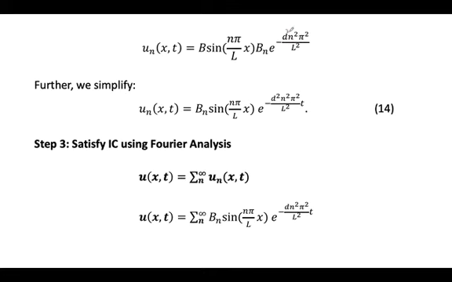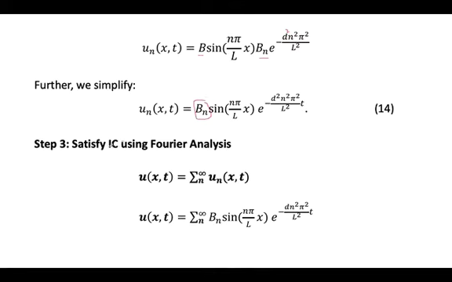All right, so further we simplify, because this is also a constant and this is also a constant, so we combine these as Bn, one constant here. And write Bn sine n pi over L x into e power minus d square n square pi square over L square t. So u n of x, t is equal to this one. We have obtained almost the solution.